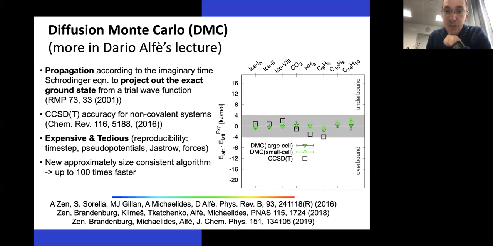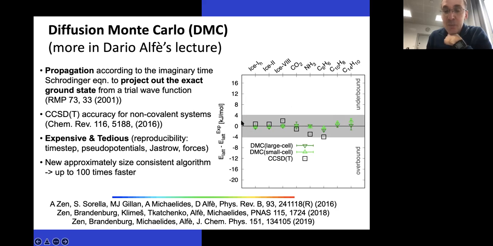And here, for example, in this graph is a plot of the lattice energy computed with fixed node diffusion Monte Carlo compared to experiment. So we're plotting the difference between the DMC value and the experimental value for a range of, in this case, molecular crystals. So we're looking at ice, several polymorphs of ice, solid CO2, ammonia, benzene, and so on.